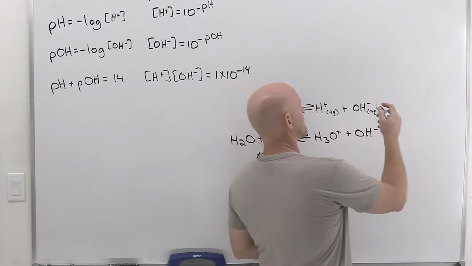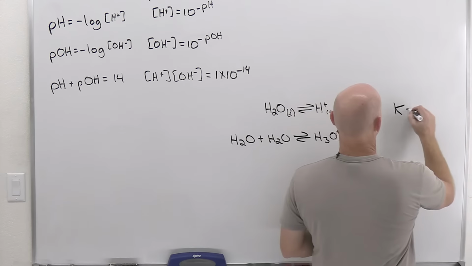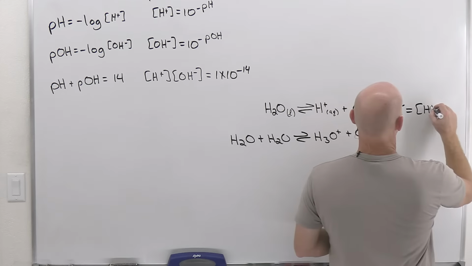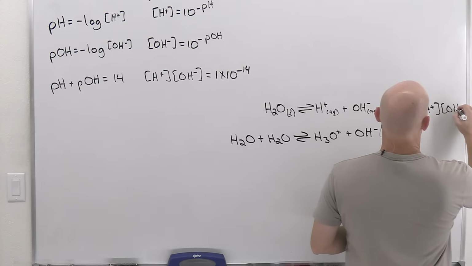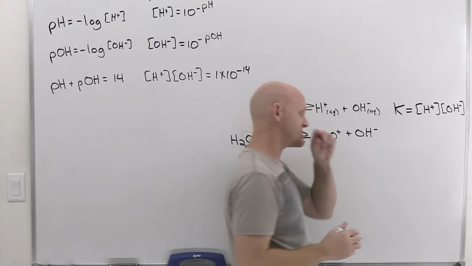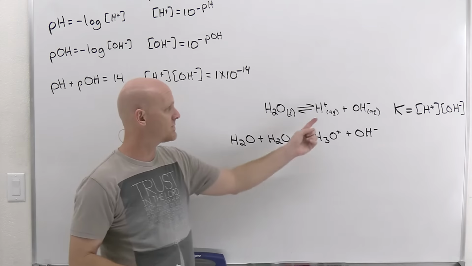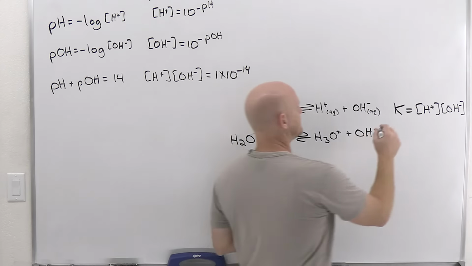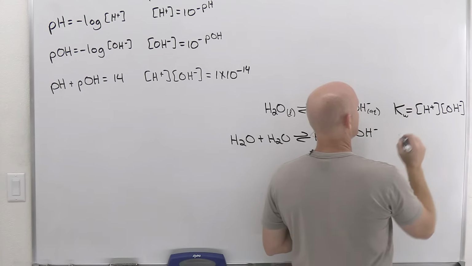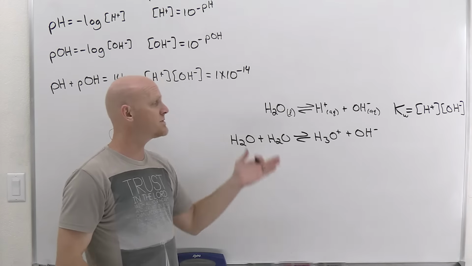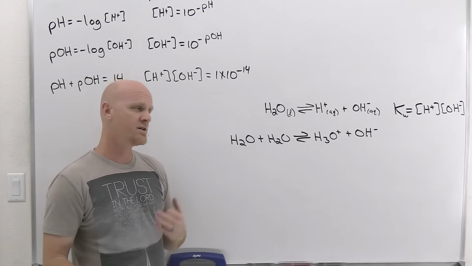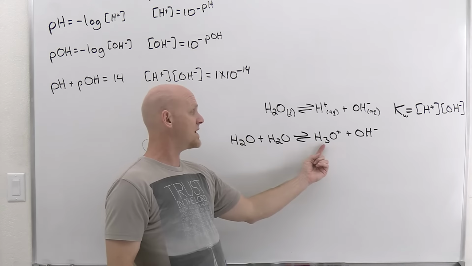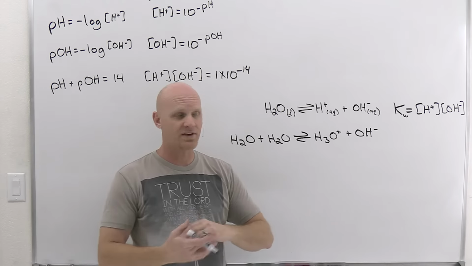It turns out the equilibrium constant for this reaction is simply equal to the concentration of H plus times the concentration of OH minus. Notice they're both aqueous, and we leave the liquid out here. We call this equilibrium constant by a special title. It's Kw, the equilibrium constant for the autoionization of water. And again, you could also write it as H3O plus times OH minus as well, same difference.